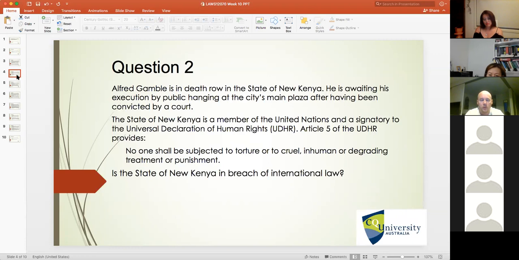Now, although it is a mere declaration, of course, as we know, it is possible for it at some point to become customary international law. But it is difficult to argue that on the basis of the Universal Declaration of Human Rights itself, a state who signs it can be the subject of any legal obligation on the basis of a declaration. So the proper answer is, it is because the Universal Declaration of Human Rights is not a treaty or a convention.